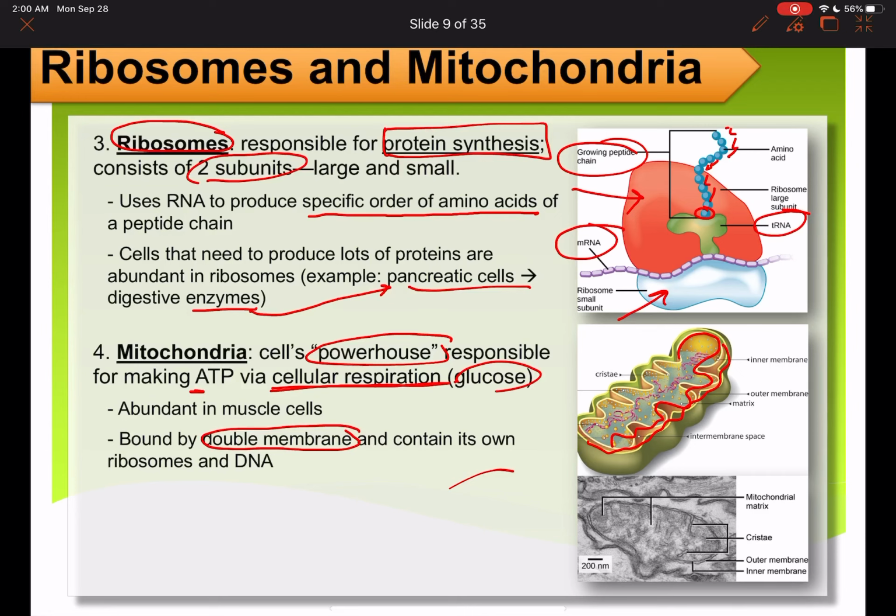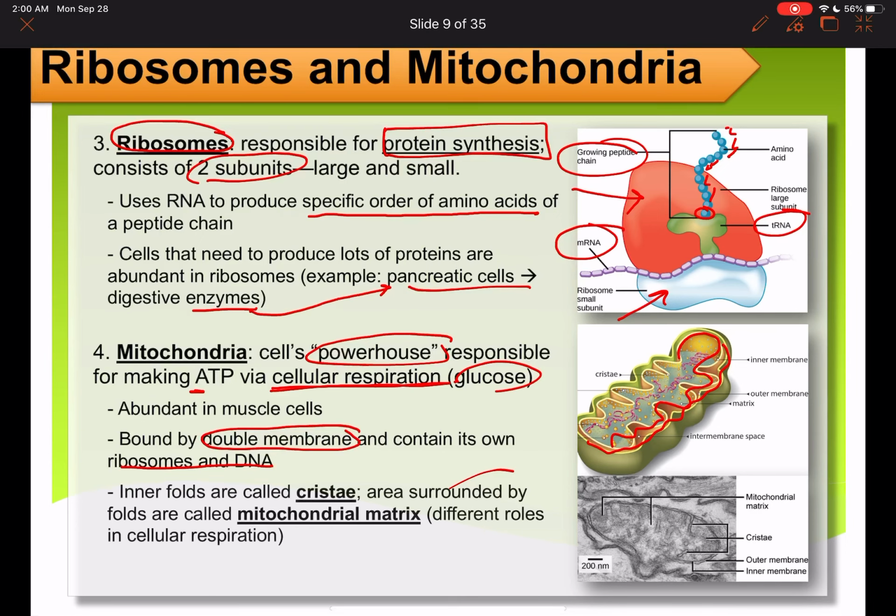The mitochondria also tend to contain their own ribosomes and DNA as well, which is why there's now such a thing as sequencing or matching your mitochondrial DNA, because supposedly mitochondrial DNA only comes from the mother, because we inherit those organelles from the egg cell.